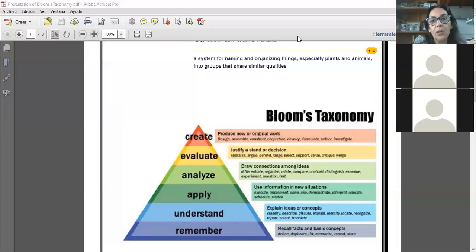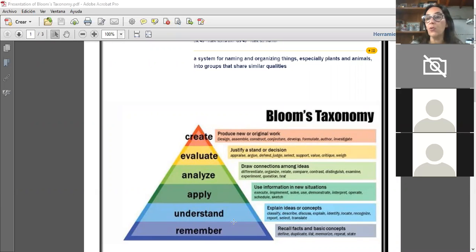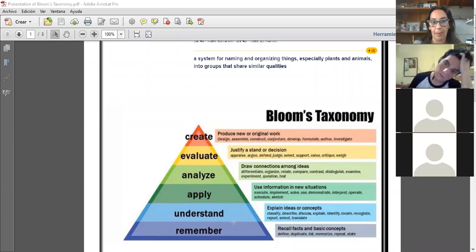The thing is that what the taxonomy implies is that if you go to the layer, let's say the base of this pyramid, you've got remember, right? Now, it means that if you move up, if you come to the station where you understand, it means that in order to understand, you remember. That is to say, these layers pile up, and the one on top compresses and includes the ones that are at lower levels, okay? So if you come to the station where you are able to create, it means that you are able to evaluate, analyze, apply, understand, and remember.